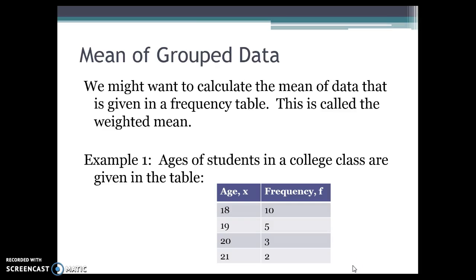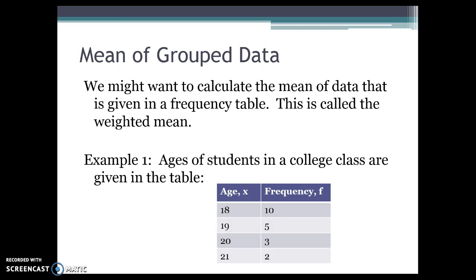Okay, so picking up where we left off, up until now, the data sets that we've been working with have been just a list of observations. Now let's work with data where it's given to you in a frequency table. So for example, if we're looking at the ages of students in a college class, we've got 10 18-year-olds, we've got 5 19-year-olds, we've got 3 20-year-olds, and 2 21-year-olds. This is a frequency table like what we've seen before.